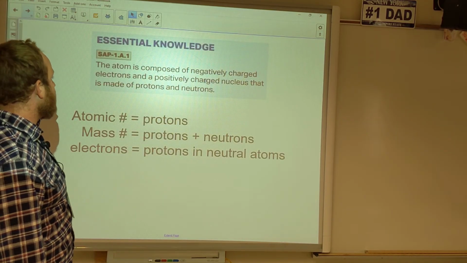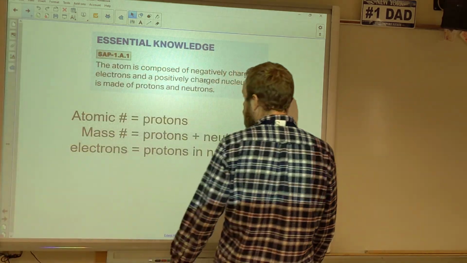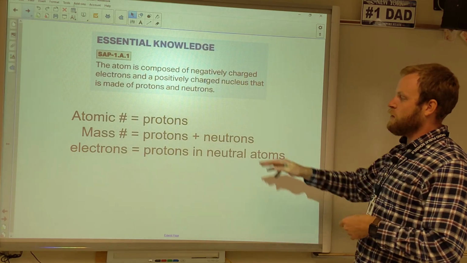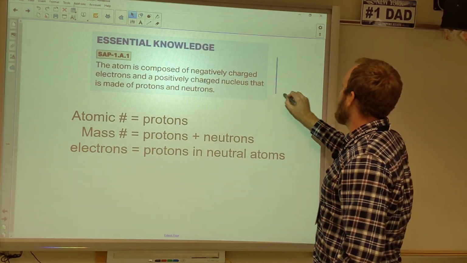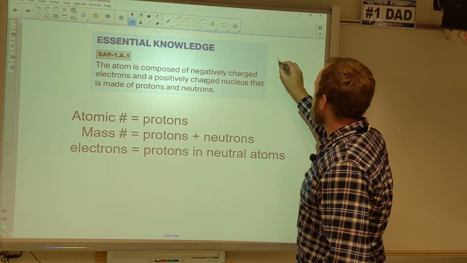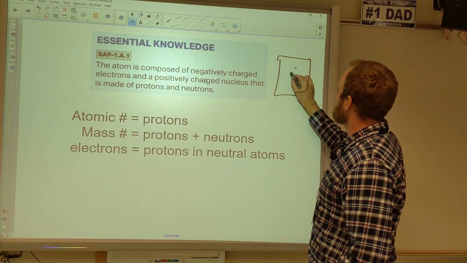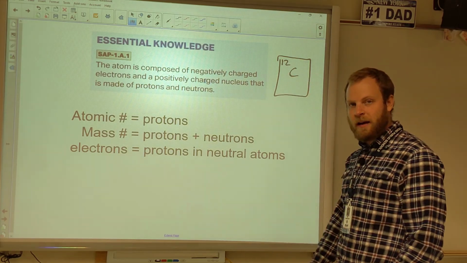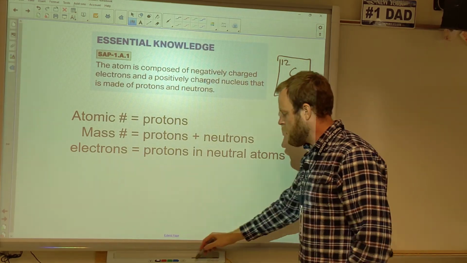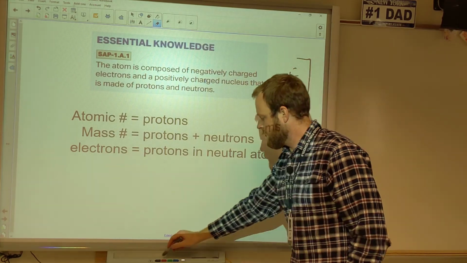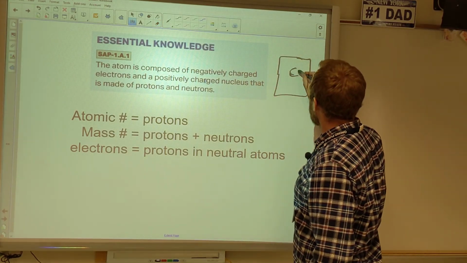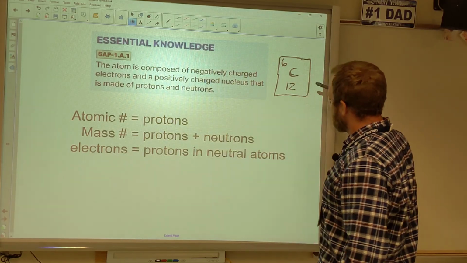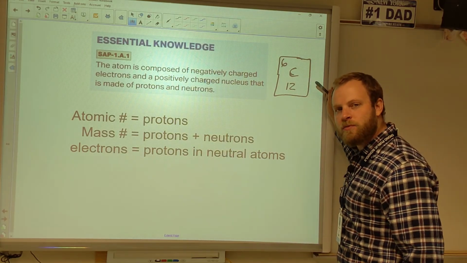Atoms are composed of negatively charged electrons and a positively charged nucleus that is made of protons and neutrons. So you have to know these words. In any element's box on the periodic table, there's the symbol. There's the atomic number, which is usually up there. That's how many protons it has. Sorry, that should be a 6, not a 12, for carbon. For carbon, it's a 6. And then the mass is the protons plus the neutrons.